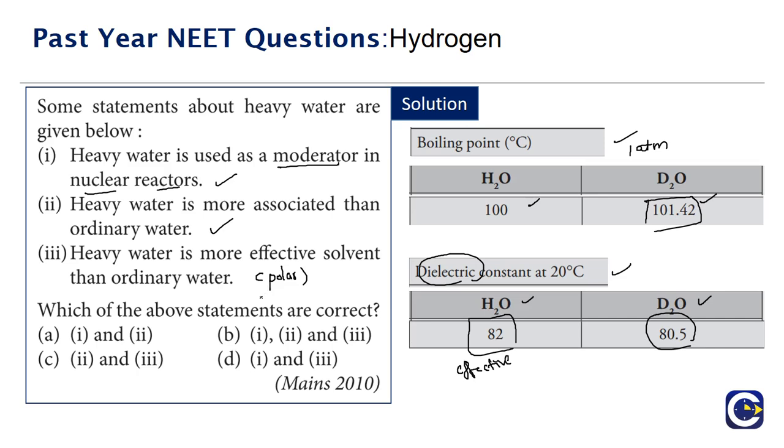So the correct answer for this question is option A, which is both 1 and 2 are correct. Heavy water is used as a moderator in nuclear reactors, and heavy water is also more associated than ordinary water, which we can see from the boiling point data. But between heavy water and ordinary water, ordinary water will be able to act as the more effective polar solvent.